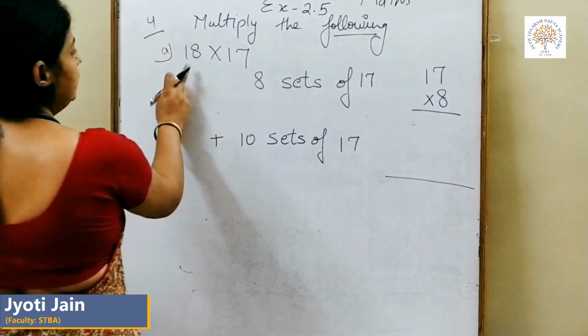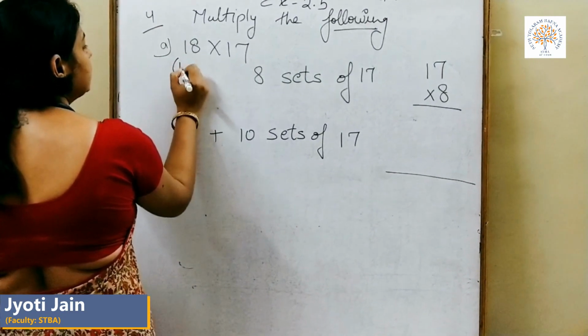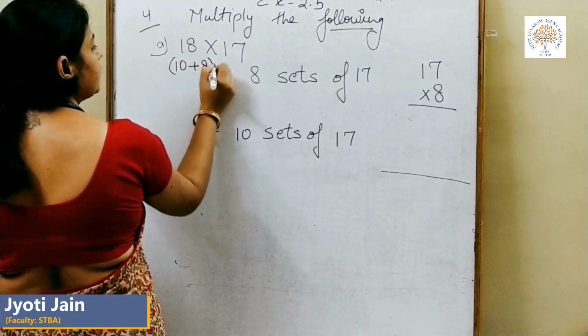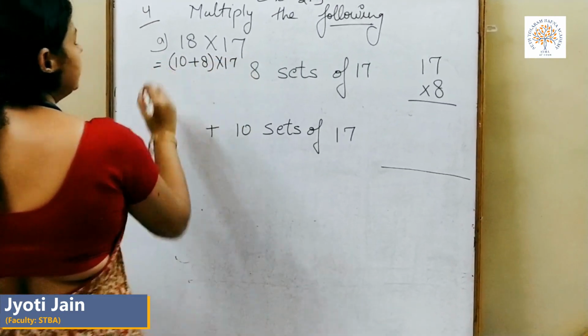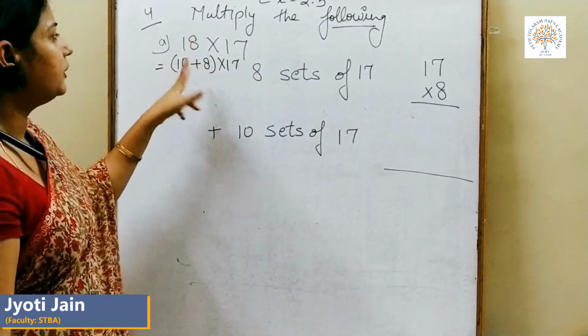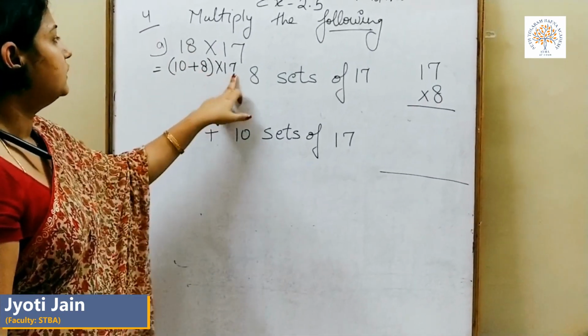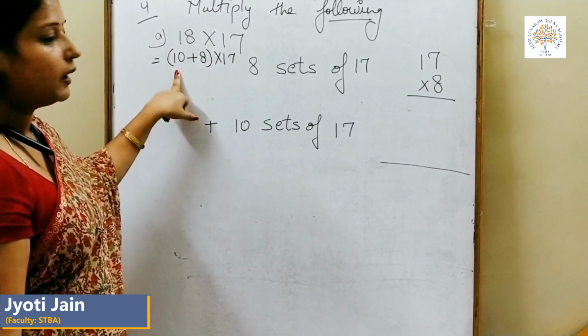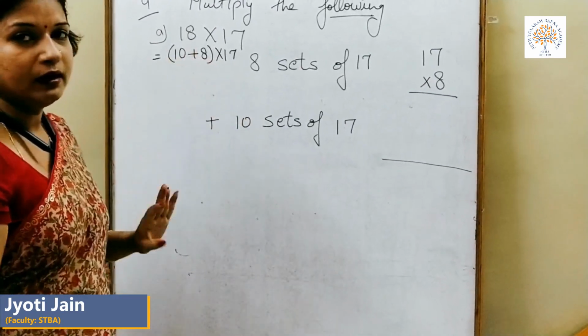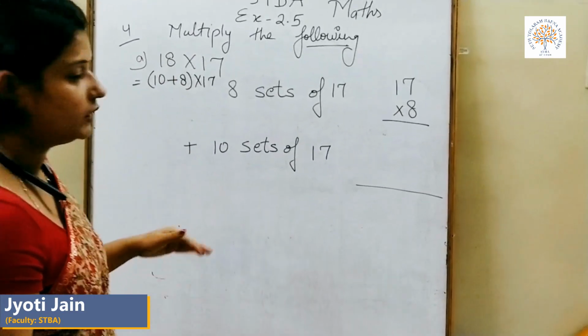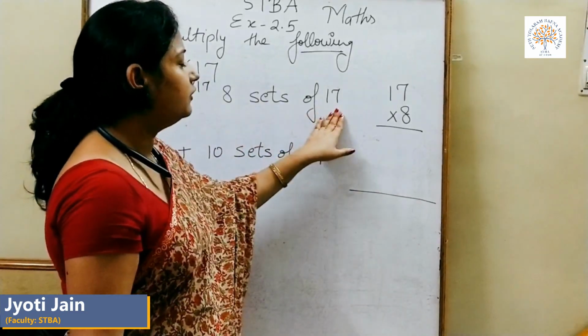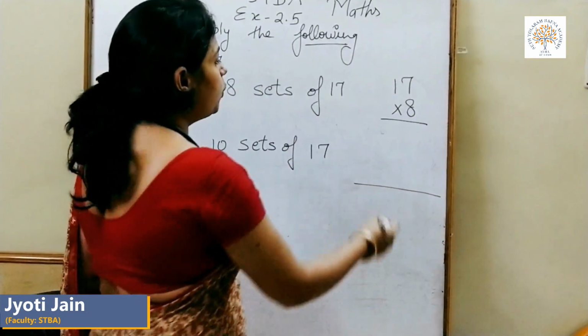What we have done here, 18 can be written as 10 plus 8. Again we are using the distributive property here. So 17 once will be multiplied by 10 and again it will be multiplied by 8. So one by one we will do this multiplication. 8 sets of 17. So 17 8s are 136.